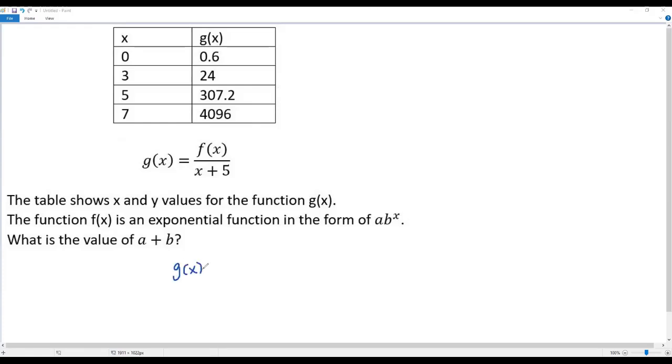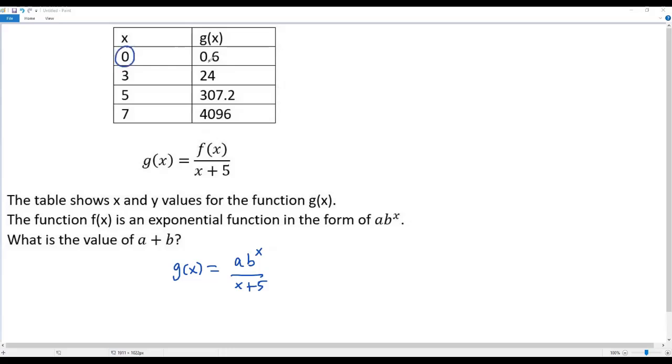Okay, we have g of x equals f of x over x plus 5. And f of x is an exponential function in the form of a times b to the x power. So here this f of x can be replaced by a times b to the x power over x plus 5. Now in this function g of x, we have to find the values of the constants a and b, so that we'll be able to get the value of a plus b. So for that, I'm just going to use the values we have on the table.